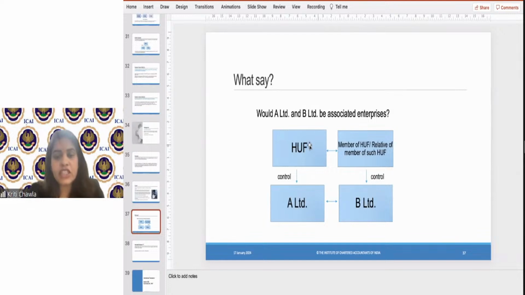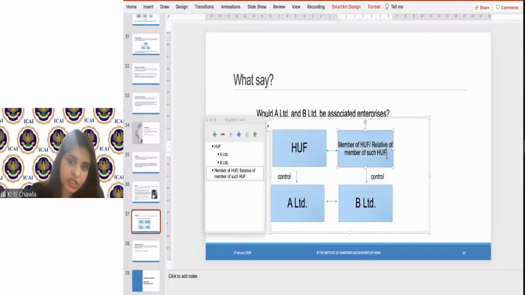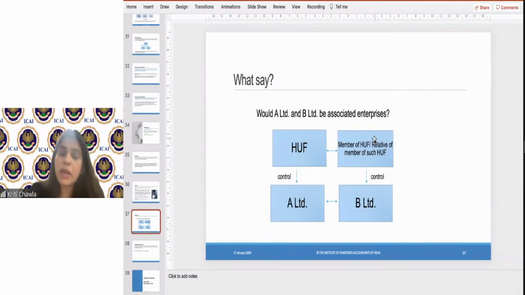Now, a HUF controls A Limited, and there is a member of the HUF or a relative of this member of the HUF. So let's say there is this HUF and then there is a co-partner of this HUF. The HUF controls A Limited, and the member of this HUF controls B Limited. Now, what do you think? Would A and B be related to each other or be associated enterprises? Please drop your answers in the chat box.